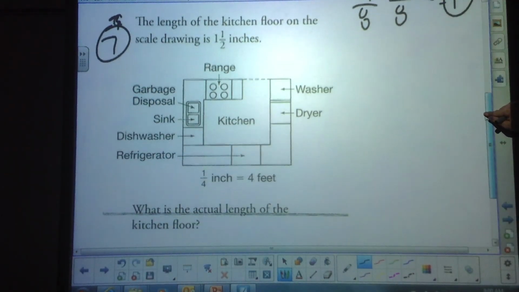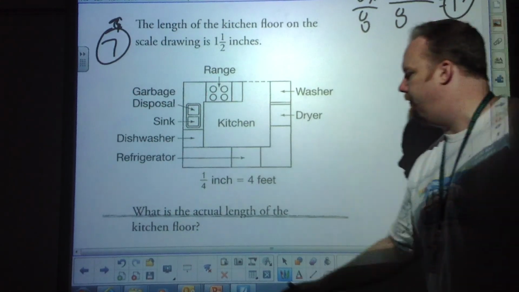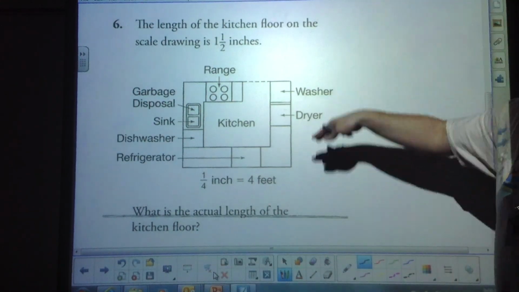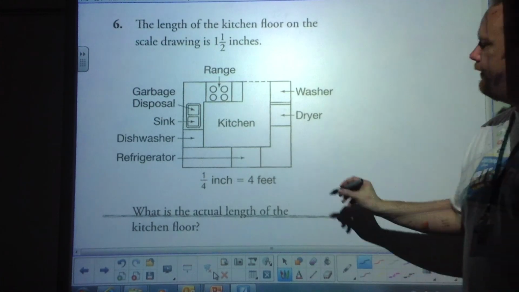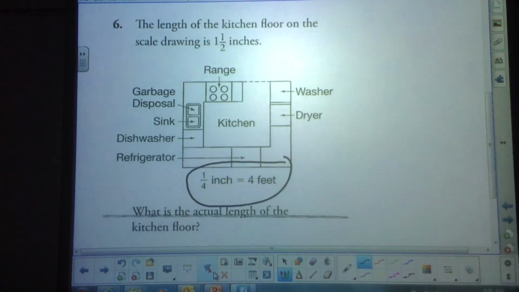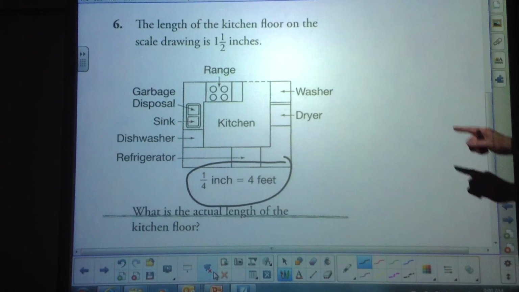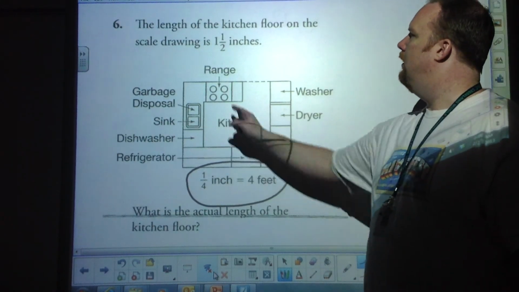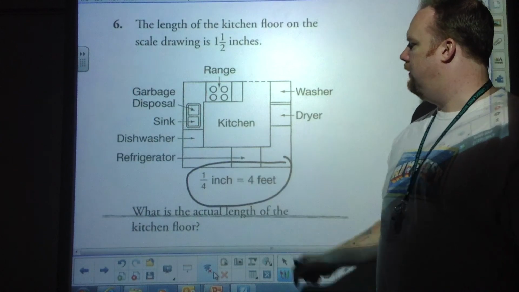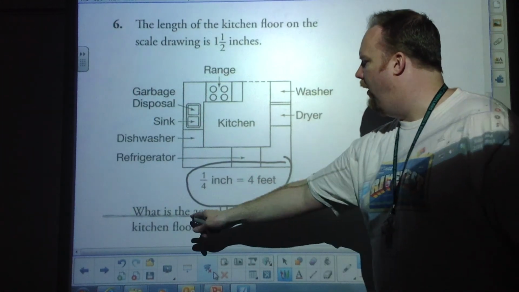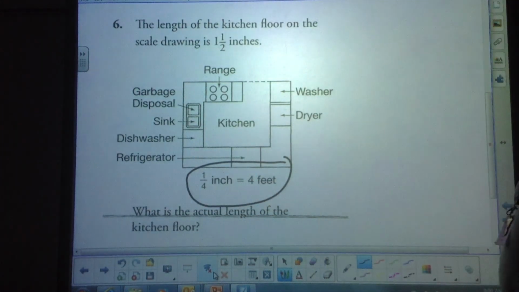Now, this is one of those where we really need to pay attention and look at the whole thing before we try to start. Our scale is already given for us. We've got one fraction already there for us, done. It says the length of the kitchen floor is 1.5 inches. And then we've got our scale here. What is the actual length of the kitchen floor?